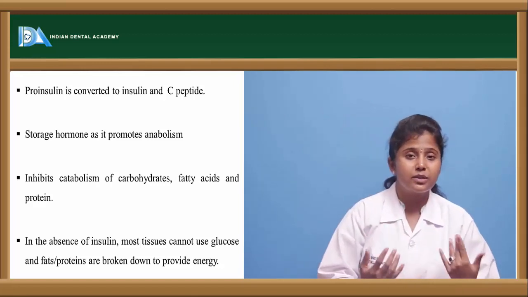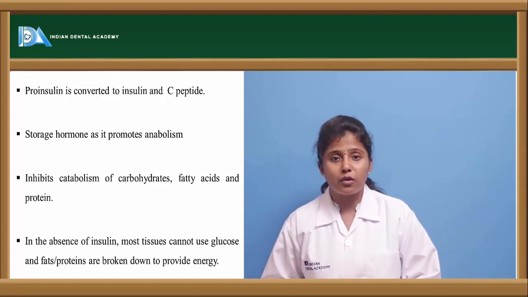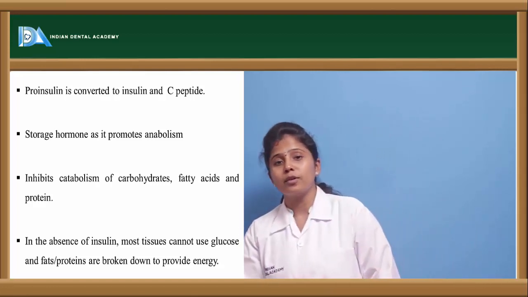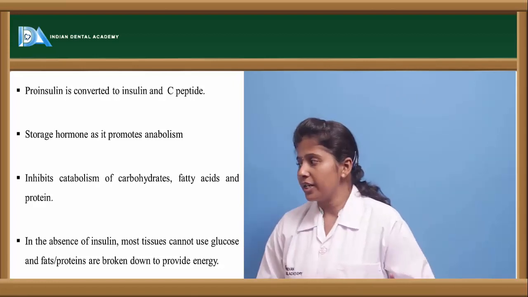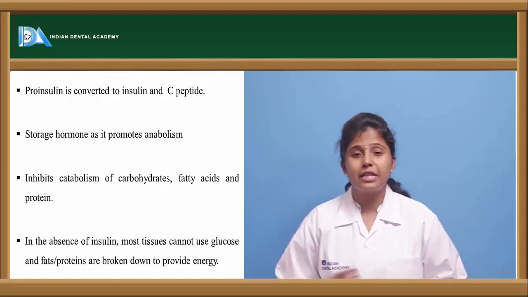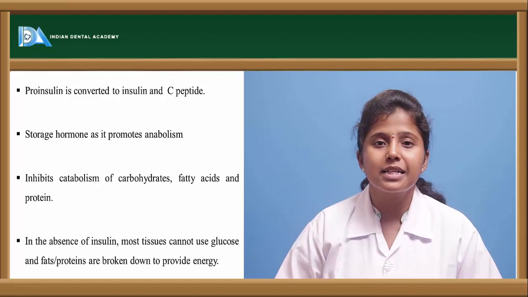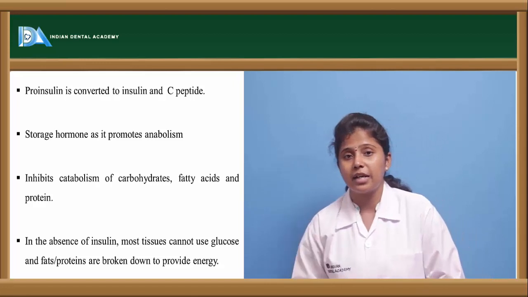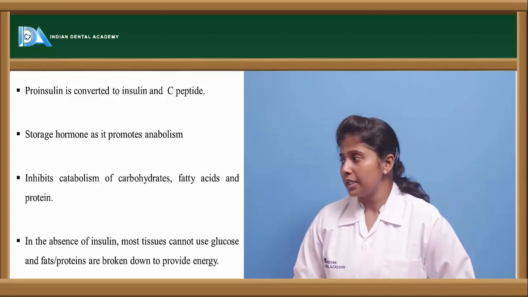Whatever carbohydrates we intake, these complex carbohydrates are broken down to simpler carbohydrates, that is glucose. So insulin inhibits the formation of glucose, thereby preventing the catabolic reactions of carbohydrates, proteins as well as fatty acids. In the absence of insulin, there occurs more carbohydrate as well as fatty acid metabolism, the glucose uptake into the tissues will be less, and thereby the blood glucose level will be increased.